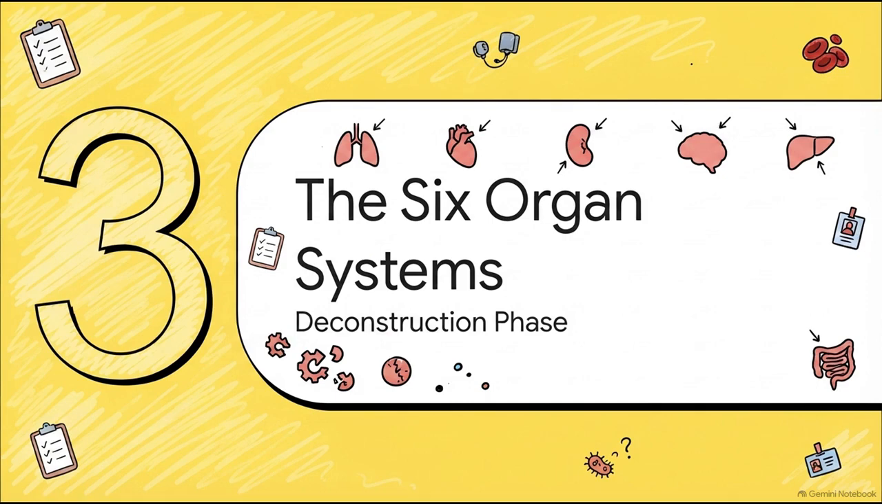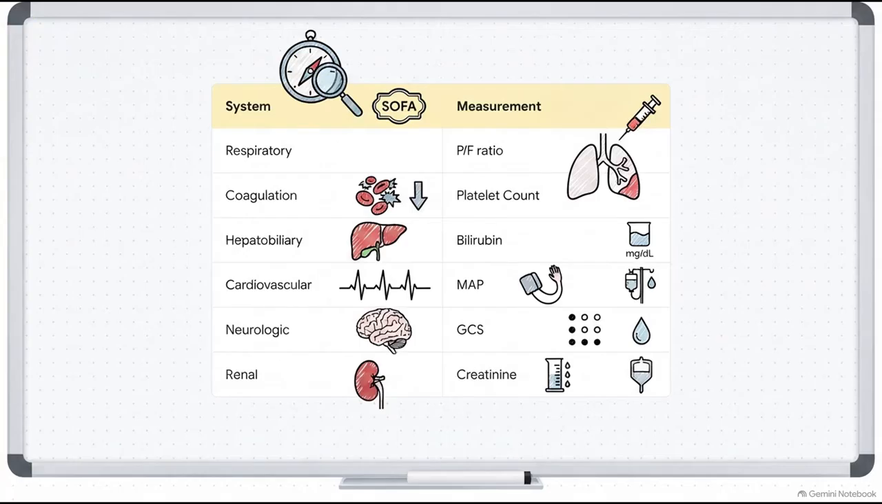Let's deconstruct this. So where exactly are these points coming from? Think of this as your hunting ground as an auditor or a CDI specialist. You have to know exactly which labs and vitals correlate to which specific organ system. Starting with the respiratory system, we measure the PaO2 over FiO2 ratio. For coagulation, you're checking the lab reports for a drop in the platelet count. For the hepatic or hepatobiliary system, you are looking at bilirubin levels in milligrams per deciliter. Over to the cardiovascular system, you're scanning the vitals for the mean arterial pressure, the MAP. Or you're checking the MAR to see if vasopressors are being administered just to maintain blood pressure.